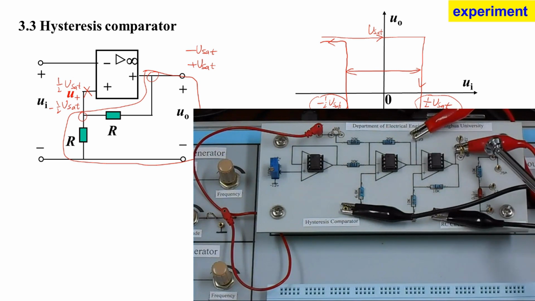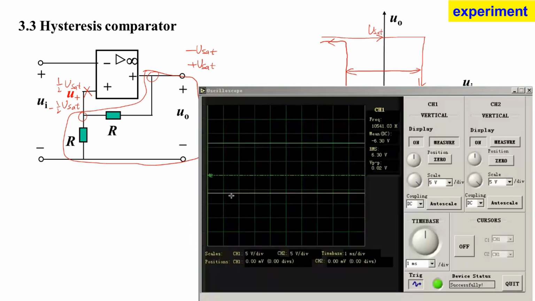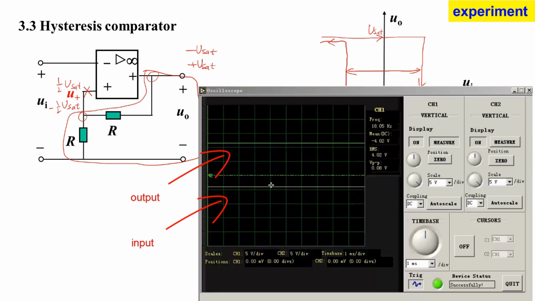And the input of the hysteresis comparator is connected to channel 1 of the oscilloscope, and the output of the hysteresis comparator is connected to channel 2. This is the input DC voltage and output waveform of the hysteresis comparator with a virtual oscilloscope. The input voltage is negative and less than the voltage of the non-inverting input. The output of the hysteresis comparator is positive.